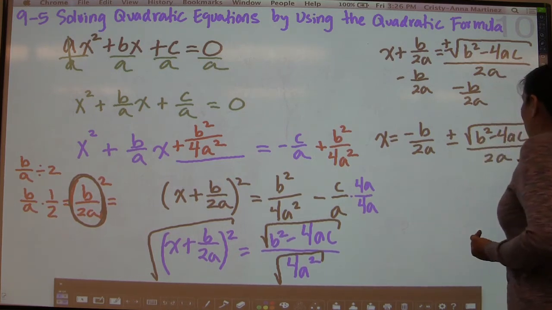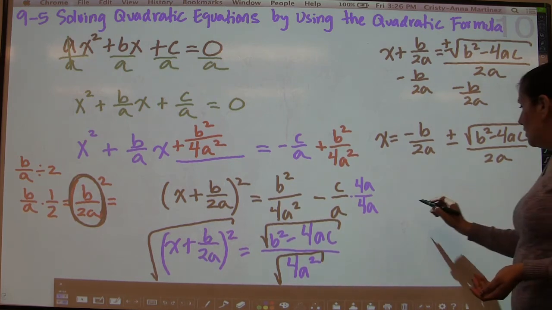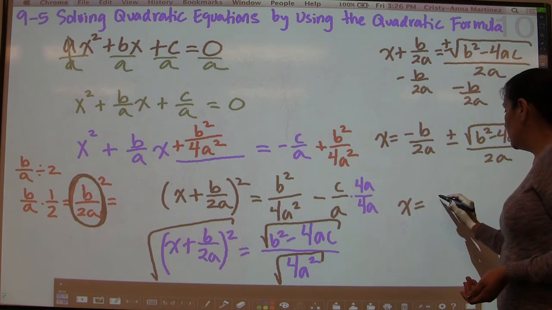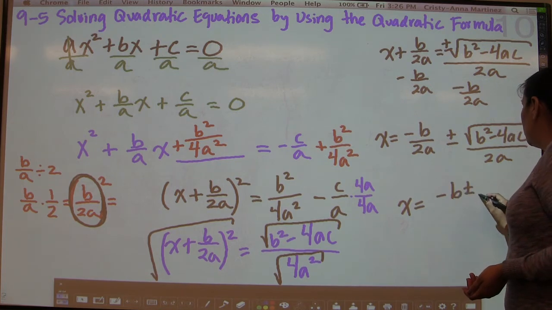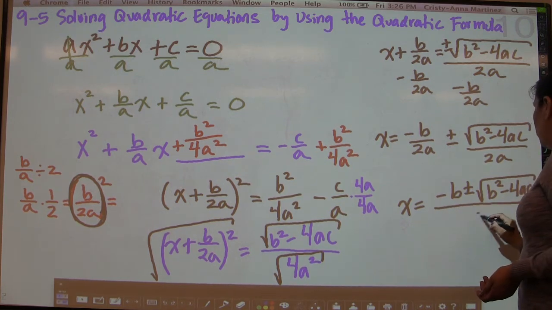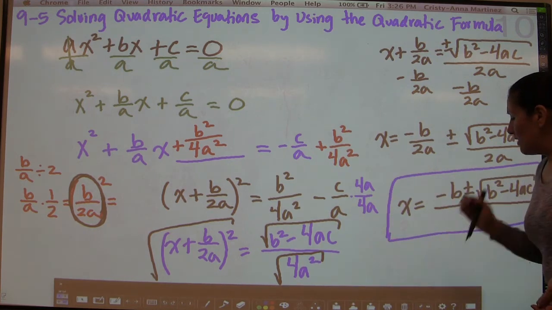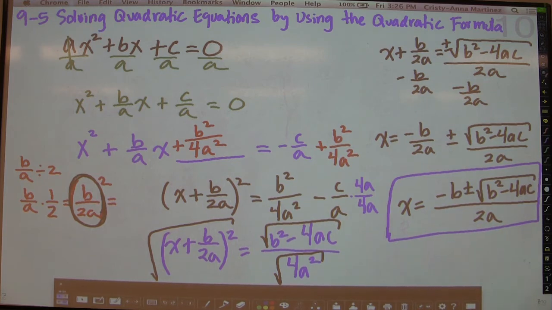And since both of these fractions have the same denominator, which is 2a, we can now finally write the formula as x equals negative b plus or minus square root of b squared minus 4ac, all divided by 2a. And believe it or not, this is the quadratic formula that we use to solve quadratics, provided you know the a value, the b value, and the c value of the quadratic in standard form.